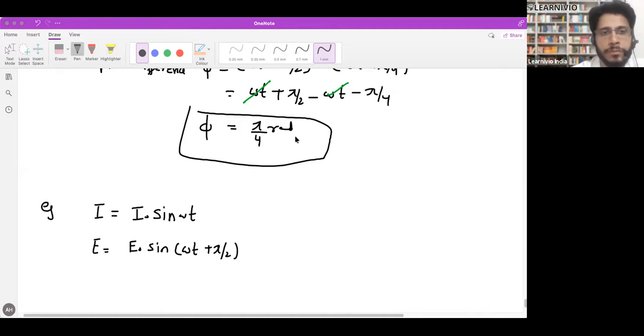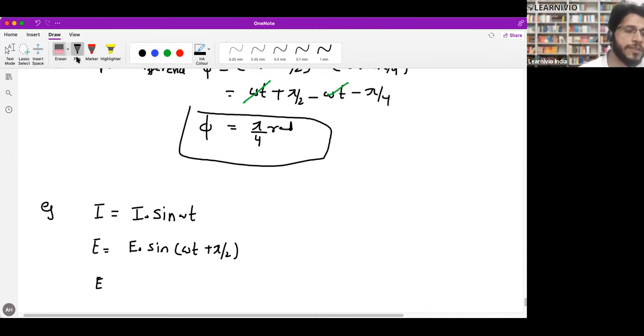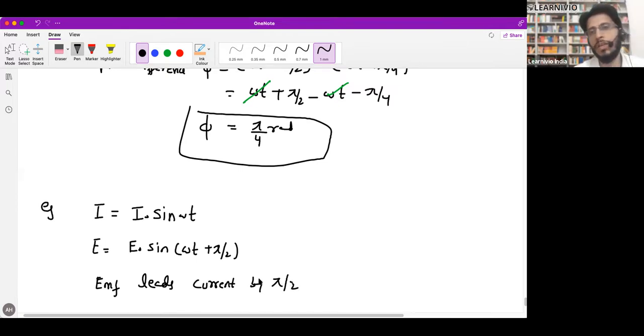Different phases. Okay. Can you tell me, Fatma, which one has the greater phase, the current or the EMF? EMF. So can I say that EMF leads current? EMF has a greater phase, right? By what angle is EMF leading current? Pi by 2. So this is how we decide lead or lag.